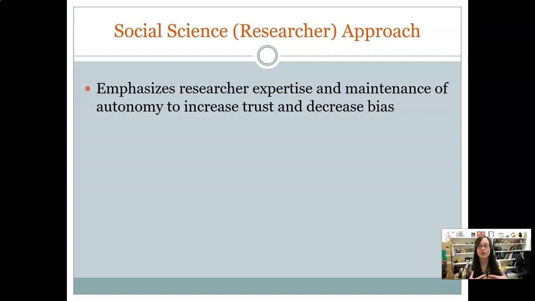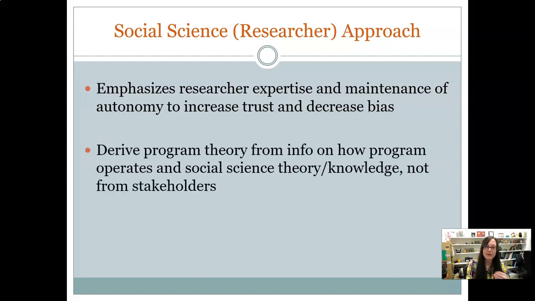And so it increases trust, but it's also about seeing that if it's showing it's effective, it's because it's effective. It's not because the stakeholders want it to look like it's effective. It's because it actually is. And so taking this approach makes that more on the surface. You're not hiding anything, or you don't even have the appearance of hiding anything just because the people with the money are running it. So from this approach, you're going to derive program theory from the information on how the program operates, but also the social science theory or knowledge. Everything is coming from theory, from background, from experience. It's not coming from the stakeholders.